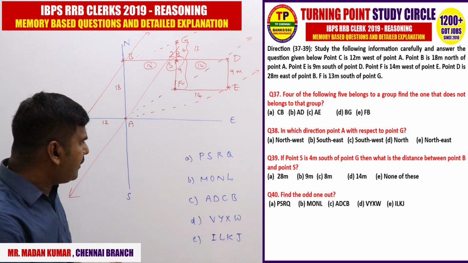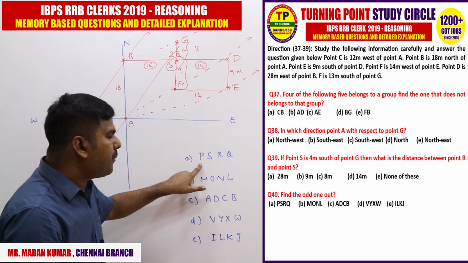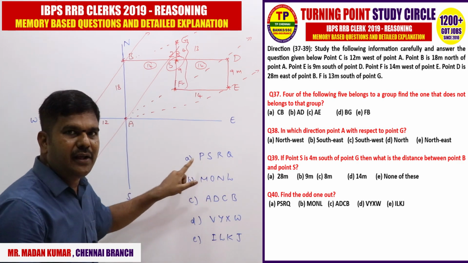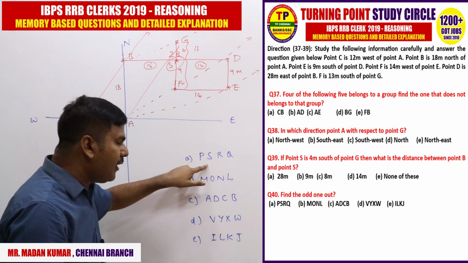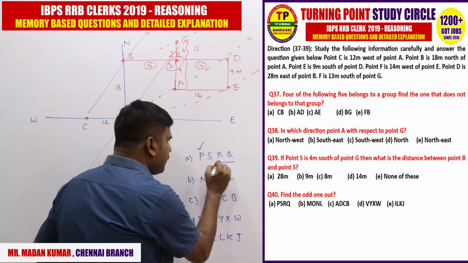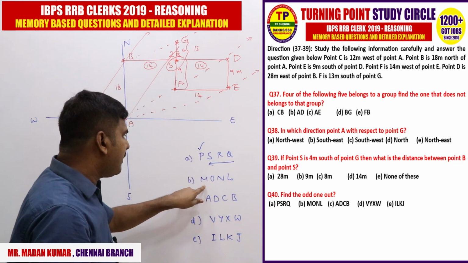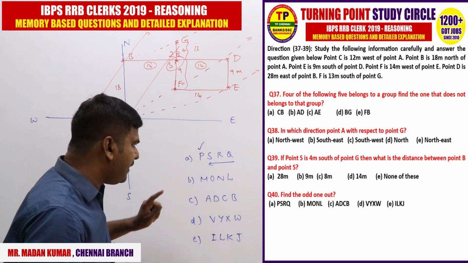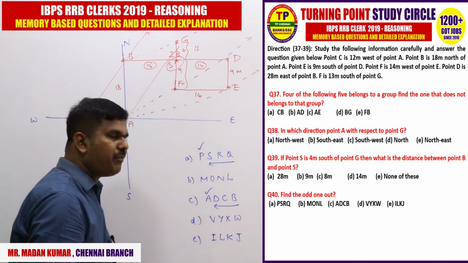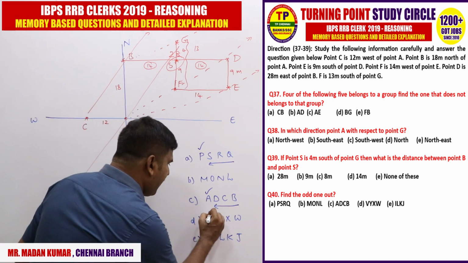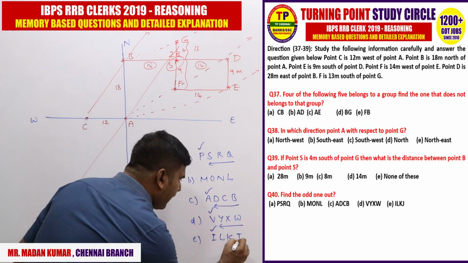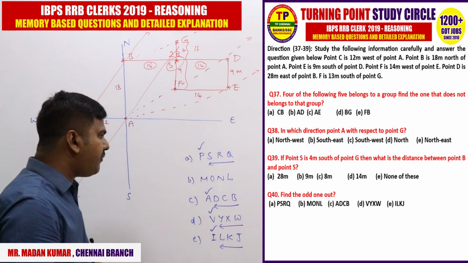Just observe here. P, what comes alphabetically after P? Q, R, S, right? So we are coming from right end towards the left, next letters and all. So P is the first one, next to it Q, R, S. If you take M, then N, O, P should be there, it is not there. But if you take the third one, A, B, C, D, coming from right to left, B, C, D. If you take V, after V comes W, X, Y, and if you take I, after I comes J, K, L. So right to left you will be getting.